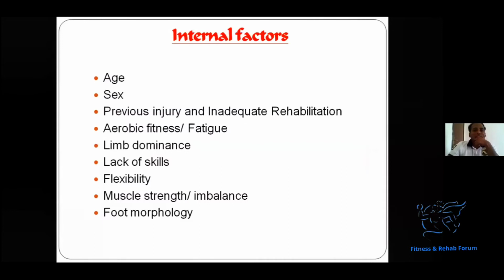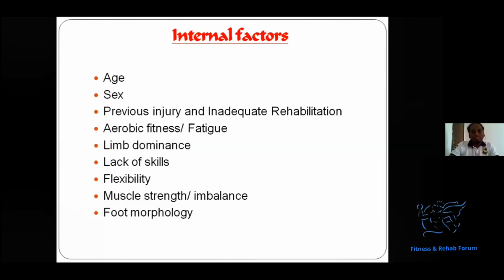Coming to the internal factors, there are modifiable and non-modifiable ones. For example, age and sex: females are more prone to ACL injury compared to males. Then previous injury without proper rehabilitation. Fatigue is very common even in international football, like in the last few minutes when the player is already fatigued, and in unanticipated situations. Suddenly, when the ball comes and they don't know how to react and they turn, they can injure their ACL. Also, when they try to kick with their non-dominant leg, that can injure it because of bad technique, and obviously lack of skills.